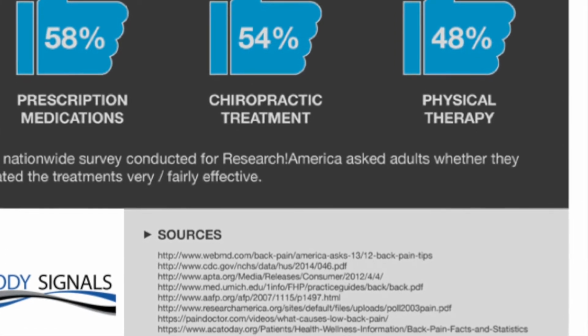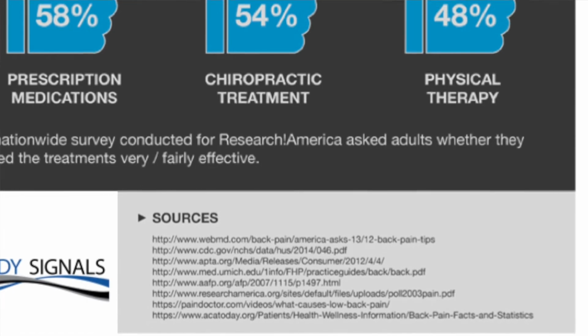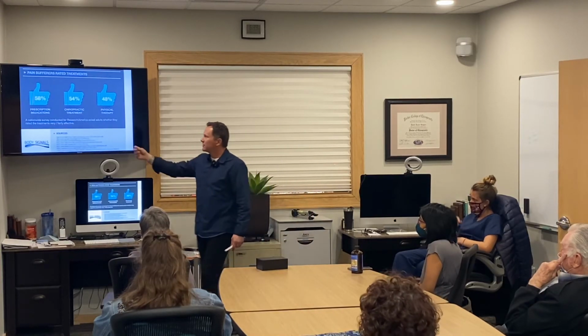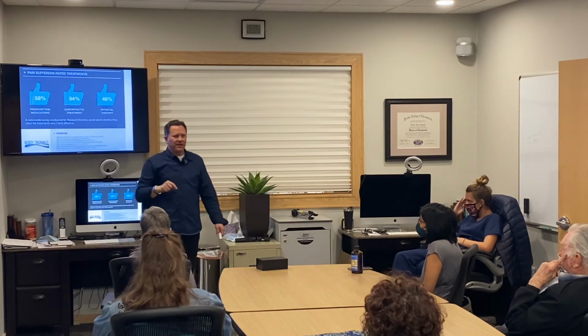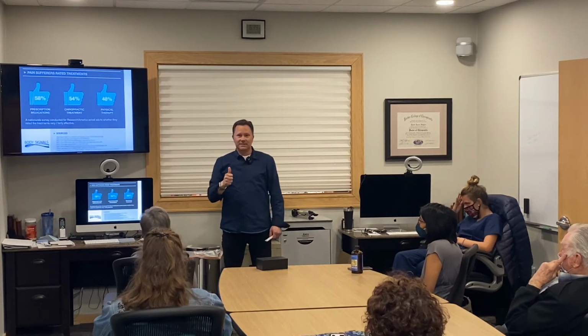So pain sufferers rated their treatment. Prescribed medication was 58%. Chiropractic treatment was 54%. Physical therapy was 48%. Now, let me talk about this for a second. If you give somebody pain medication like morphine, they're going to be loving life because they don't feel it anymore. But what do we know that is doing to the body?